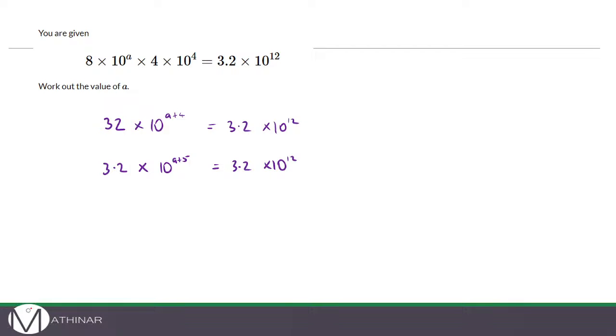Now if we compare these two, that is the same as that. The 10 is the same as that. The only thing that's different is that and that. So we know that A plus 5 is 12. So A must be 7.